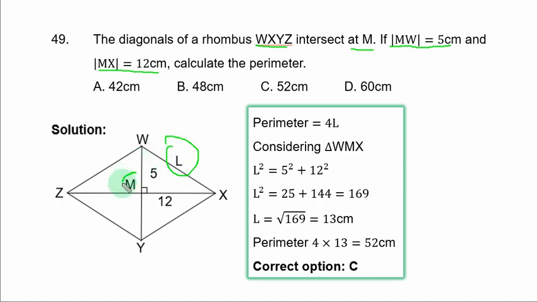So this is the point of intersection. You have M, W, S, Y, Z. So you were given that MW is 5, then MS is 12. So we obtain L using Pythagoras rule by considering triangle WMS, and L is equal to 13 centimeters. Therefore, perimeter is equal to 4 times 13, and that is 52 centimeters. C is the correct option.